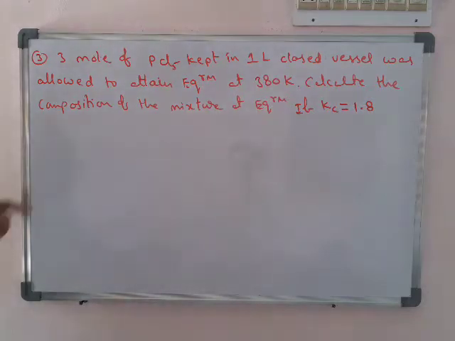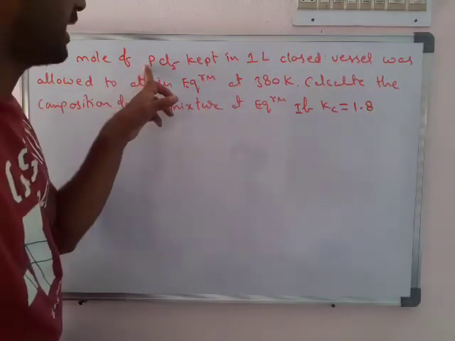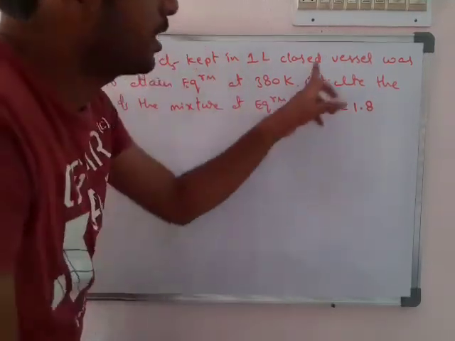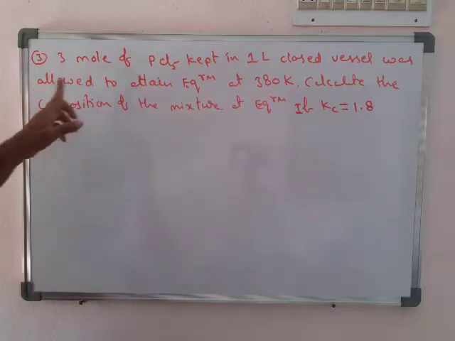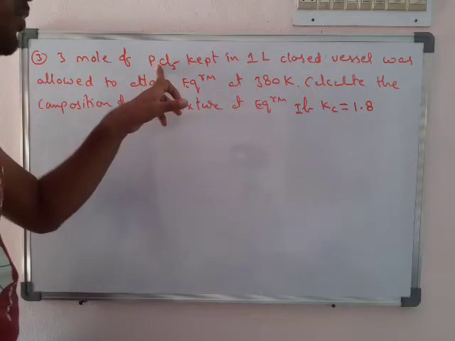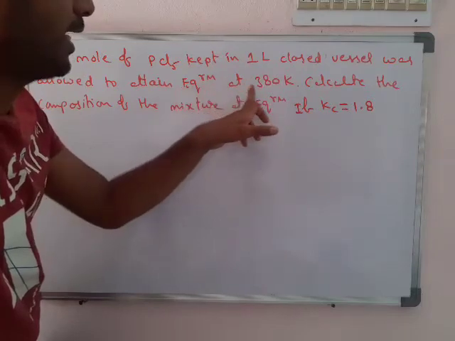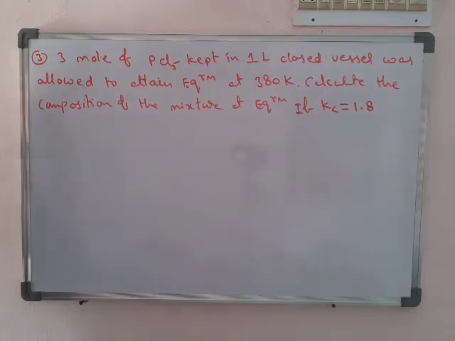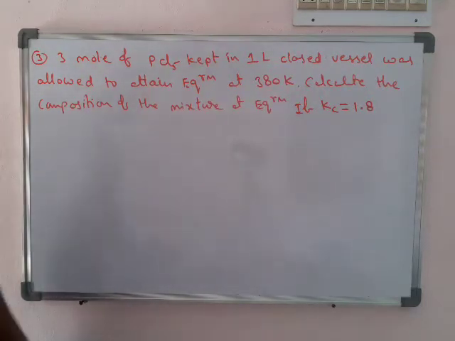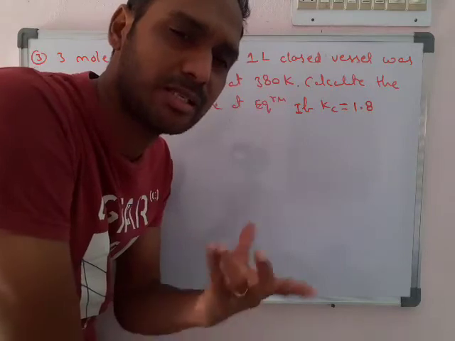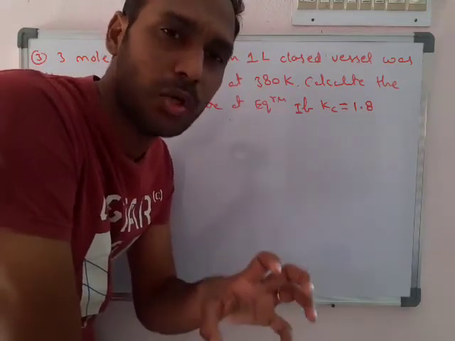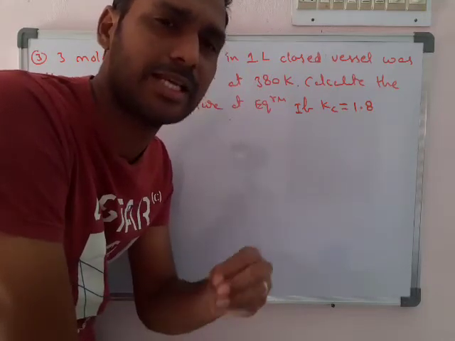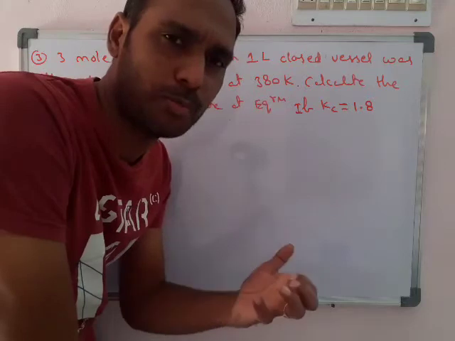See, here 3 moles of PCl5, phosphorus pentachloride, are kept in a 1 liter closed vessel. Simple. It was allowed to attain equilibrium. We know the decomposition of PCl5 at 380 Kelvin. Calculate the composition of the mixture at equilibrium if Kc is given as 1.8. What does composition mean? Nothing but the concentration of all compounds, the reactants and products, at equilibrium. It is just like the problem above.